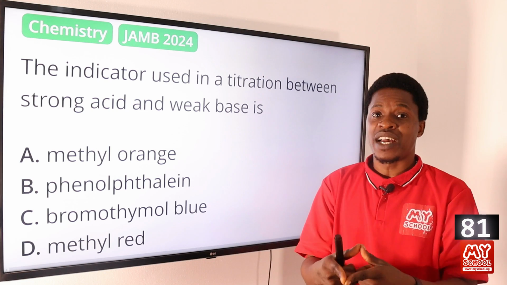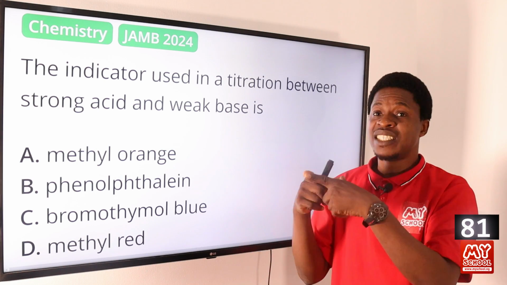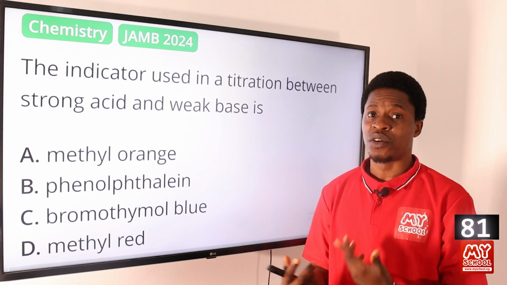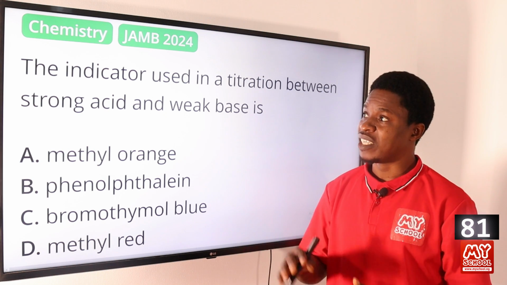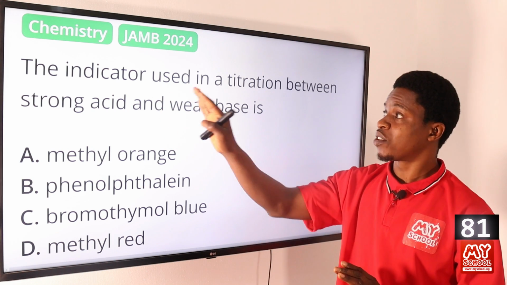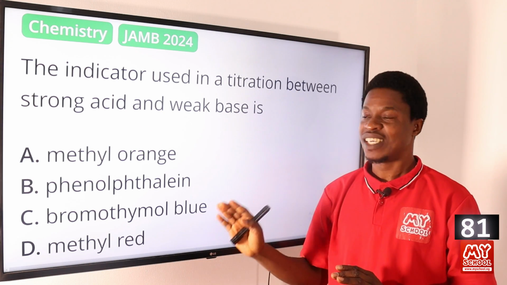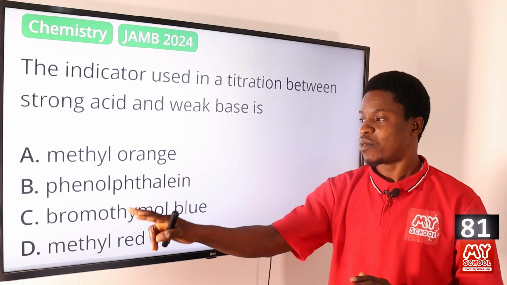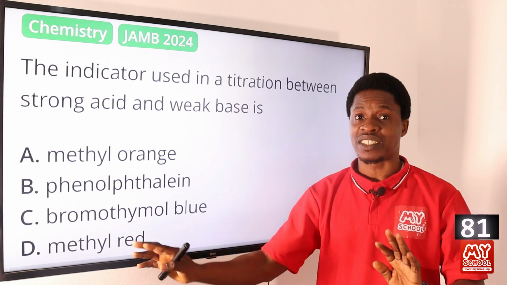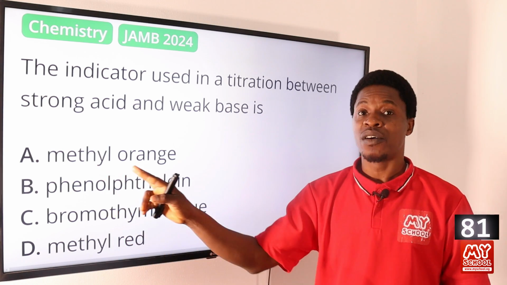If you are reacting a strong acid with a strong base, there's a kind of indicator you can use to effect the color change that you so desire, okay? But in this case, the question is, the indicator used in the titration between strong acid and weak base is what? We have methyl orange, phenolphthalein, bromomethyl blue, and methyl red. The correct answer is methyl orange.